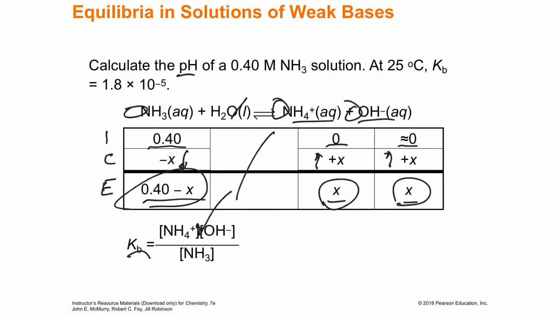So my ammonium, I've got as X. My hydroxide, I also have as X. My base, I'm going to have as 0.40 minus X. And they're going to give you the K sub B. So they're going to fill in this. K sub B is going to be equal to 1.8 times 10 to the minus 5. Okay, so far so good.